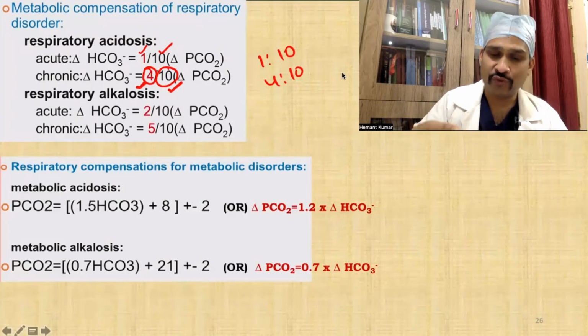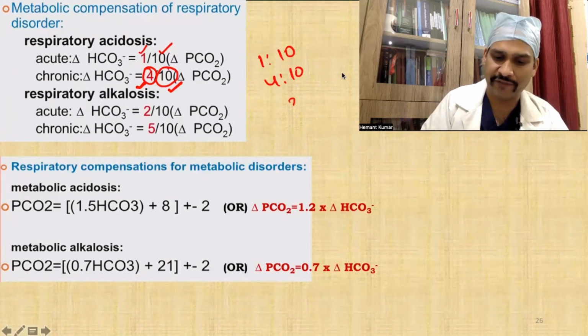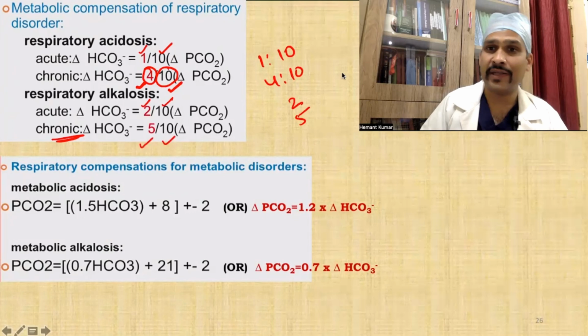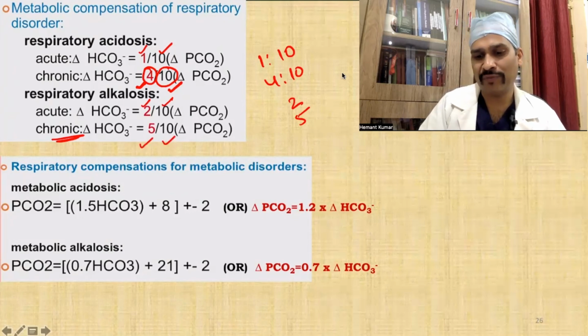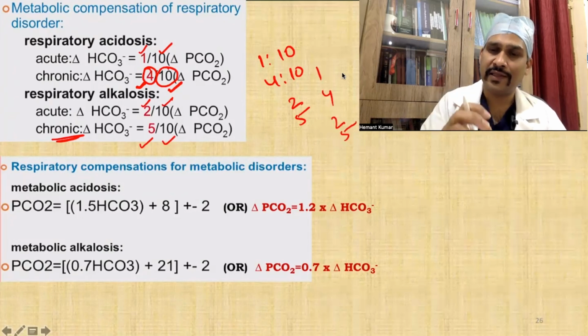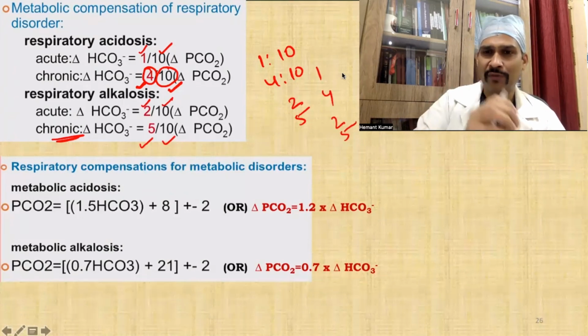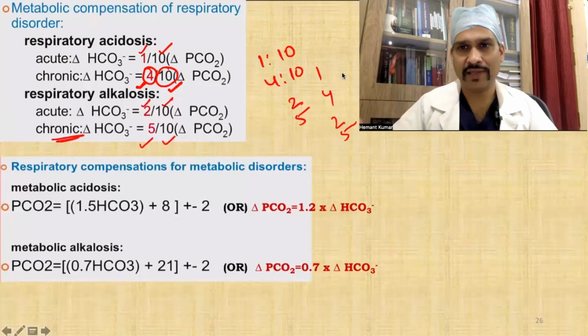But the same is not true for alkalosis. Alkalosis is 2, 5. In acute respiratory alkalosis, a 10 decrease in PCO2 will decrease bicarb by 2. In chronic respiratory alkalosis, a 10 decrease in PCO2 will decrease bicarb by 5. So we have to remember 1, 4, 2, 5. A respiratory problem will be compensated by metabolic acidosis or alkalosis.